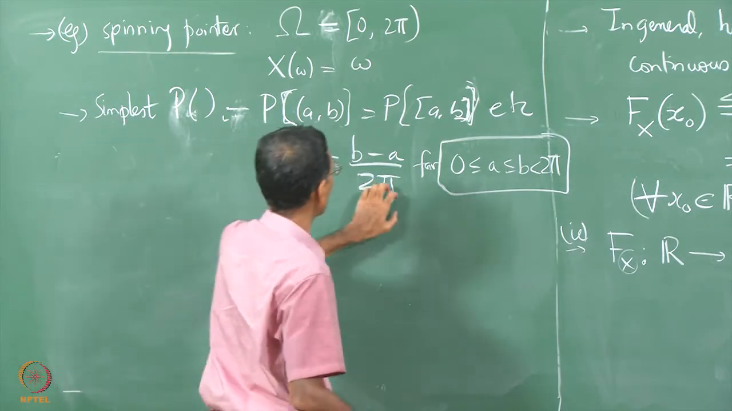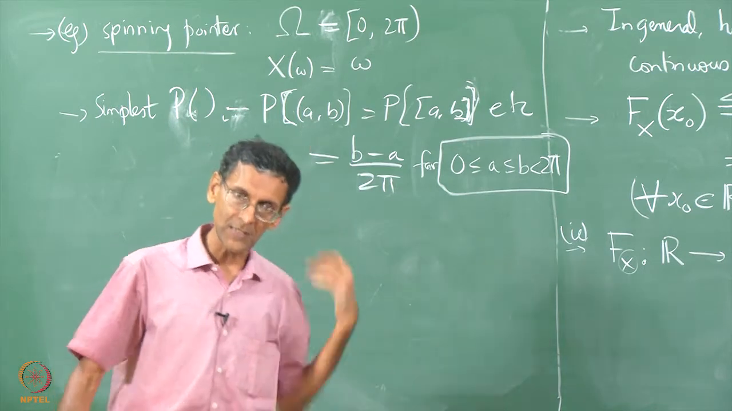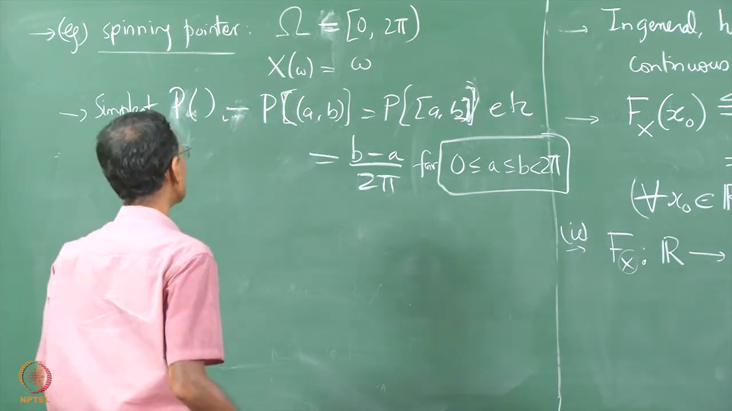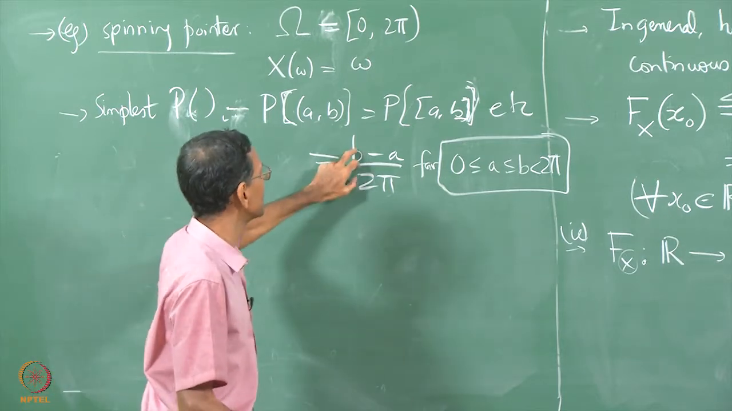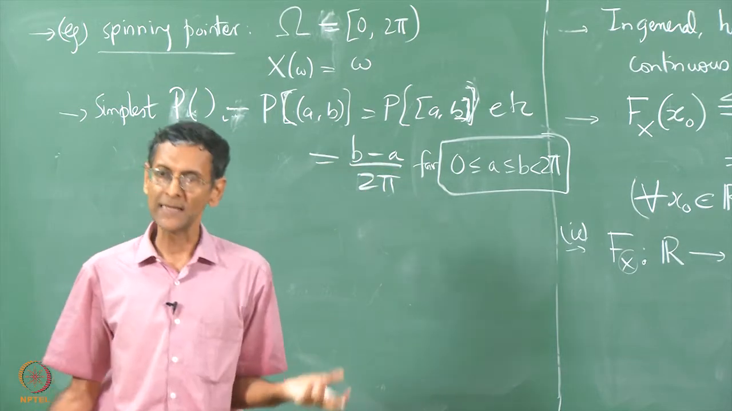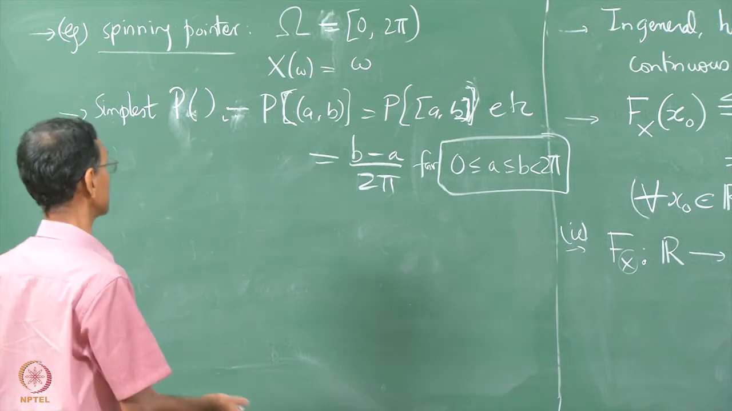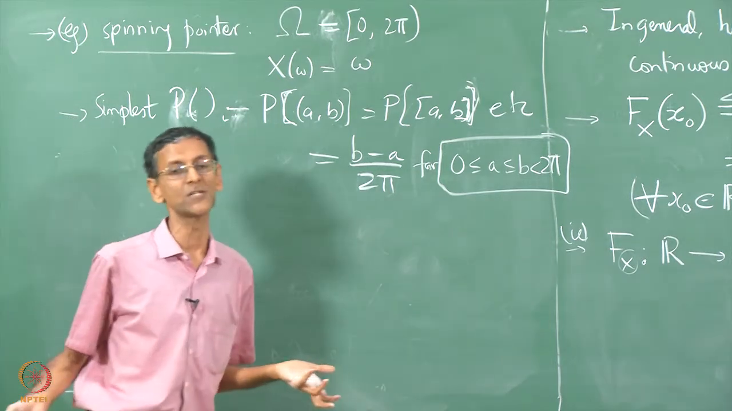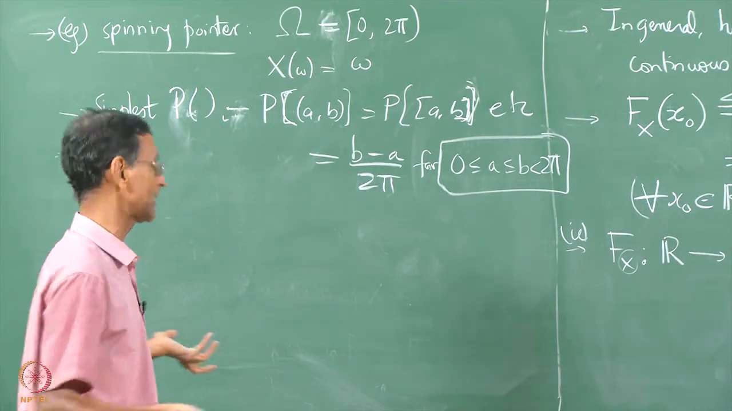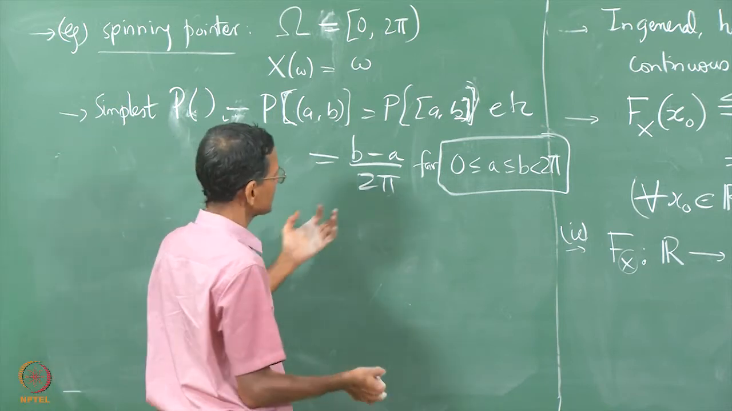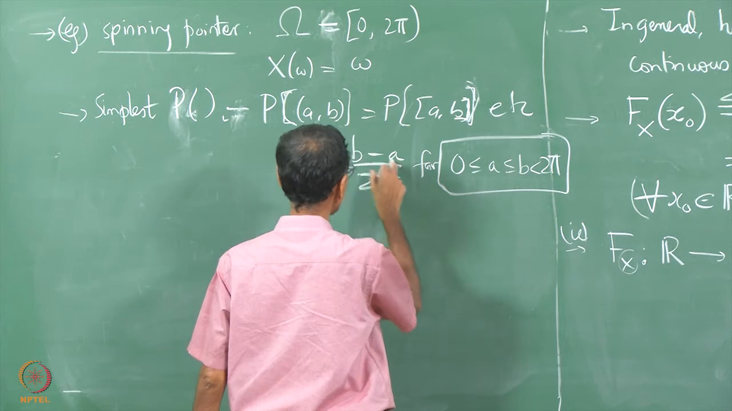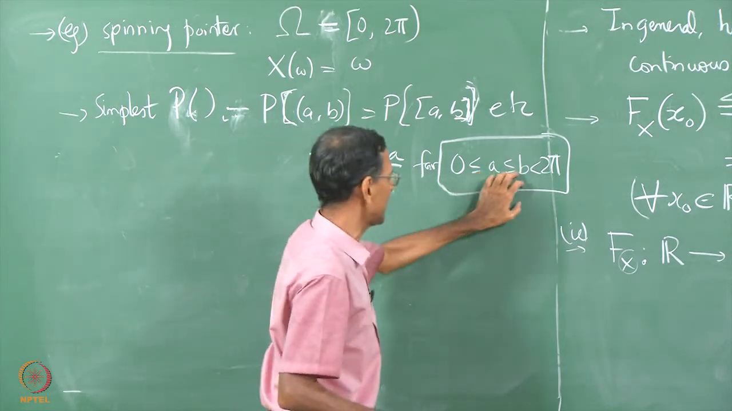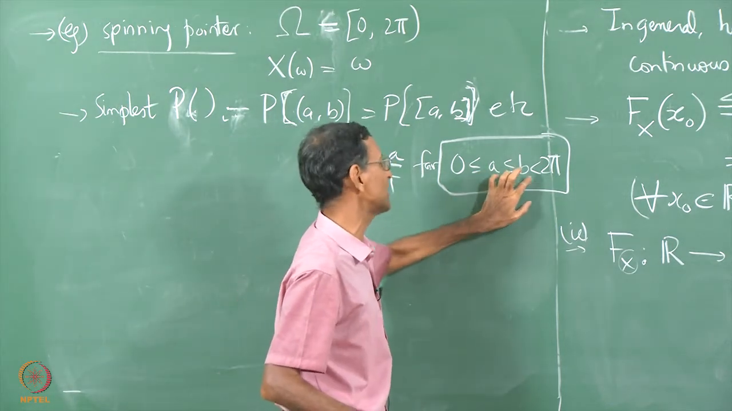When does it have a maximum value of unity? When you consider the entire dial, right. When you take b to be 2 pi and a to be 0, then you are asking for the probability that it stops somewhere on the dial, which is obviously always unity. It has to stop somewhere on the dial, is it not? Okay. So it turns out that P of ab is equal to b minus a divided by 2 pi only if a and b are both real angles that you can observe.